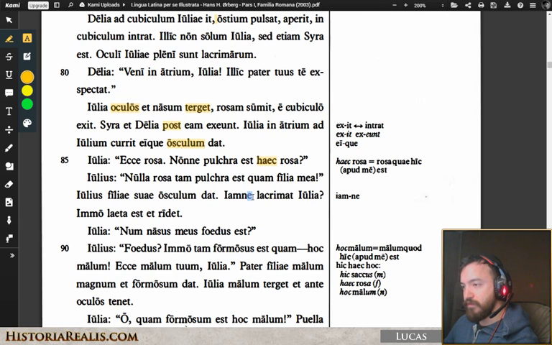Iamne, so ne is the question particle. I think iam is one of the useless words. Like now and now, so now. This music does not fit.